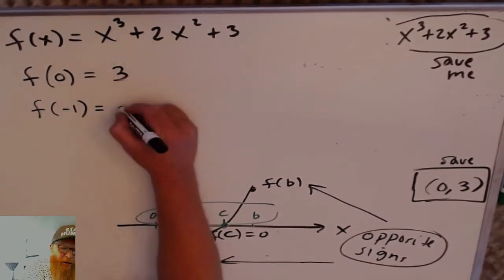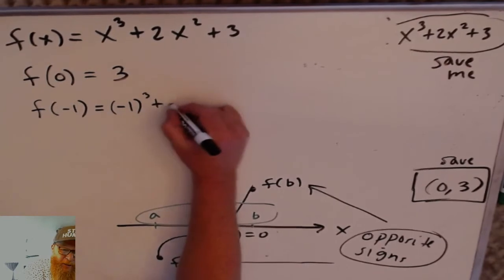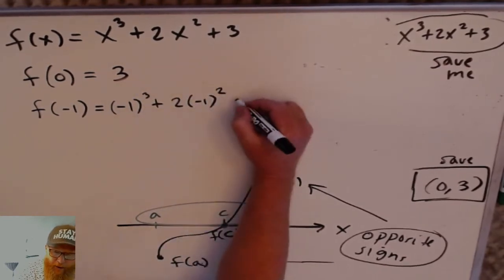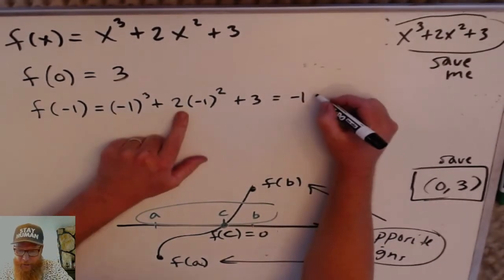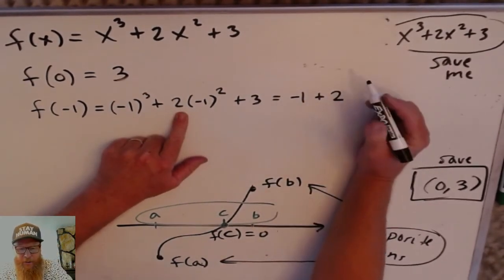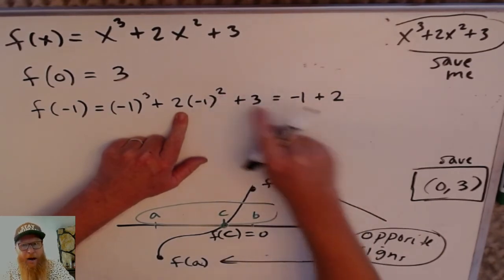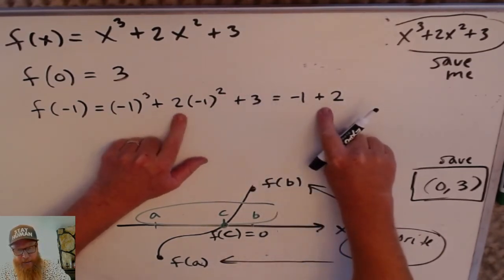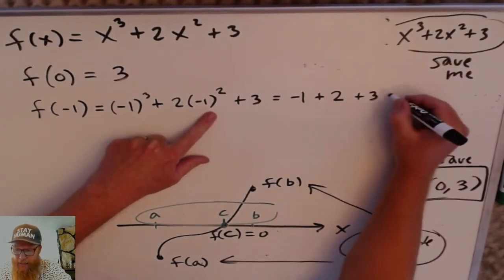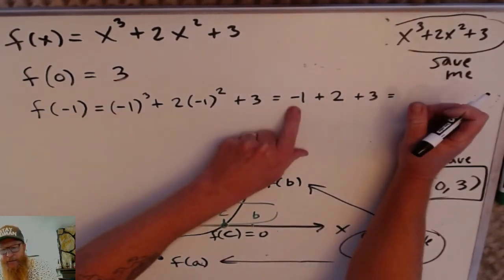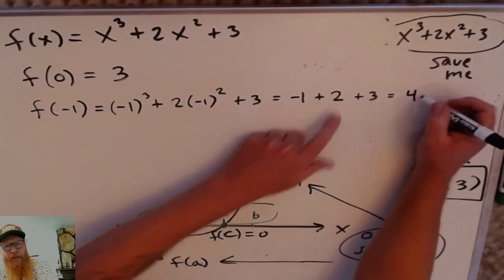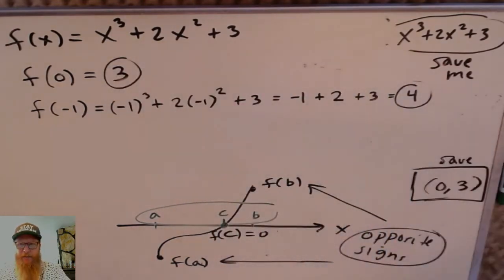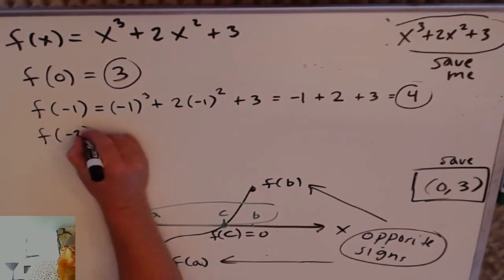F of negative 1 is negative 1 cubed plus 2 times negative 1 squared plus 3, which is equal to negative 1 plus 2. Notice this is a negative squared, so it's going to stay a positive. And then plus 3. All right, what's that going to be? That's going to be negative 1 plus 2, that'll be 4. Do these have opposite signs? No. So keep looking. Try negative 2.